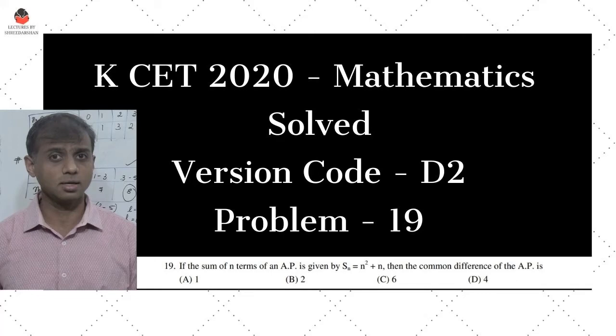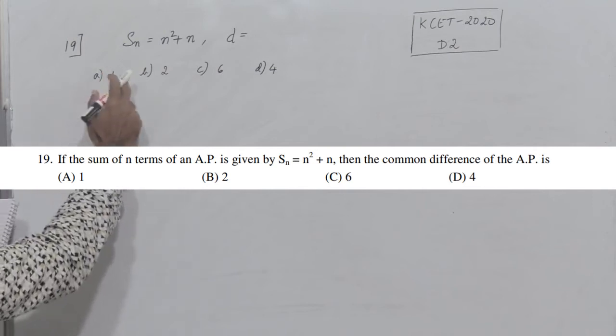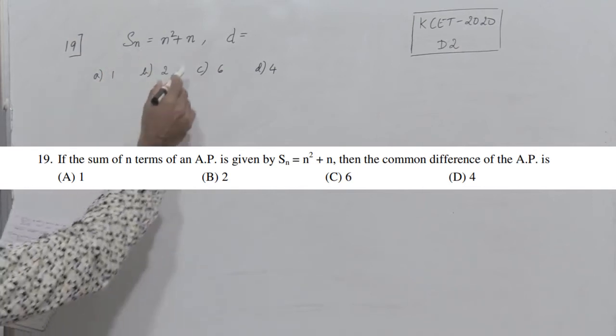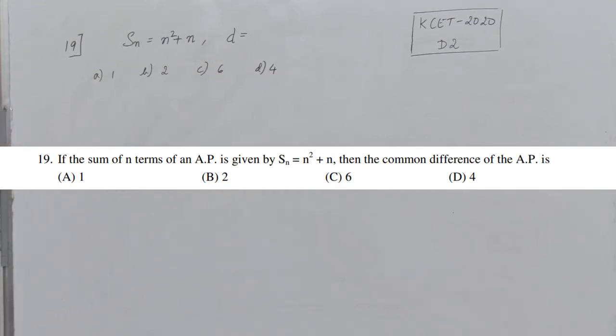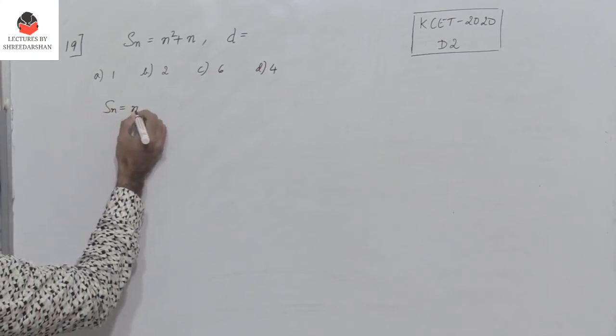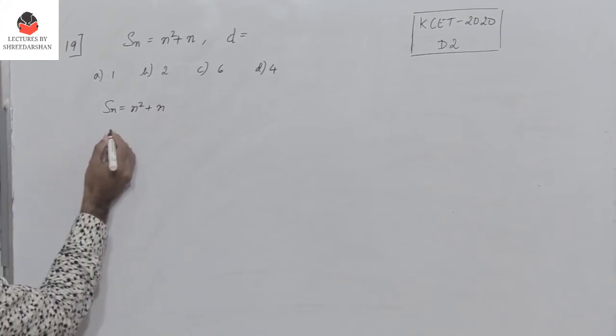Problem 19, which states that if the sum of n terms of an arithmetic progression is given by n square plus n, then we need to calculate the common difference d of the arithmetic progression. So here, given Sn equals n square plus n. Okay, so what about the first term?